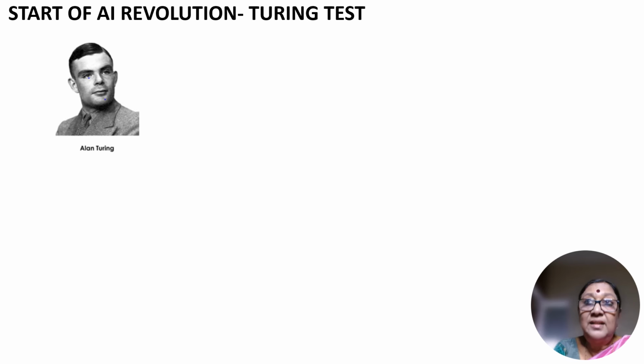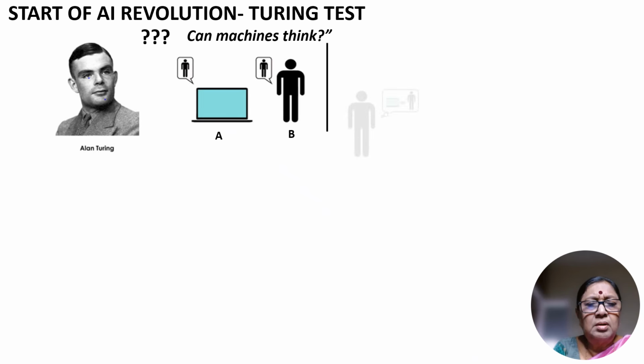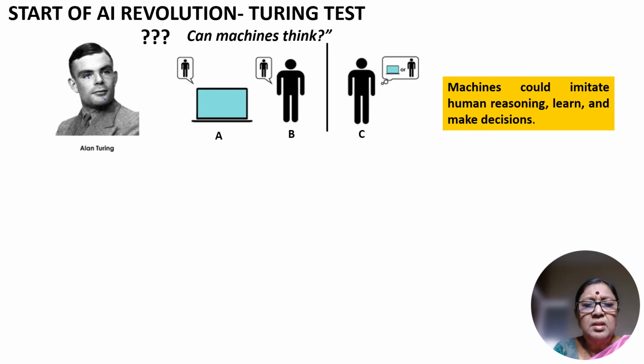Now let us go into the first. In the history, we saw something called the Turing test. This is the start of the AI revolution. So this is Alan Turing, and he asked an important question. What did he ask? Can machines think? This is the question he asked. What he's asking is, can a machine imitate human reasoning, learn, and can it make decisions?